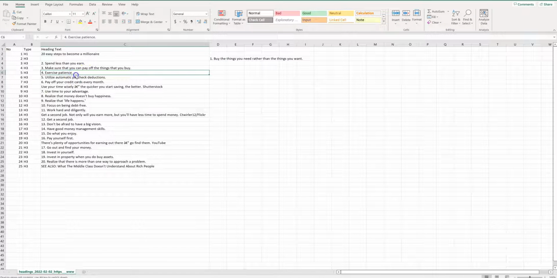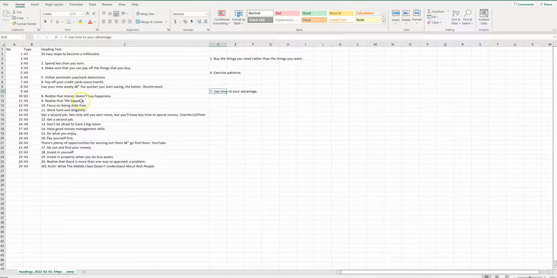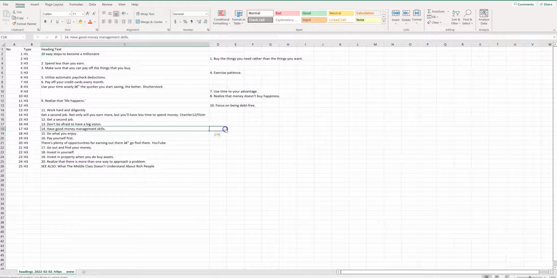Maybe patience. Definitely you need patience. Let's see, use time to your advantage. Maybe that's a good one. Realize that money doesn't buy happiness. Okay, that's cool. Focus on being debt-free. Debt-free, so we want to get out of debt first, right? You could get a second job. Don't be afraid to have a big vision. Have good money management skills.